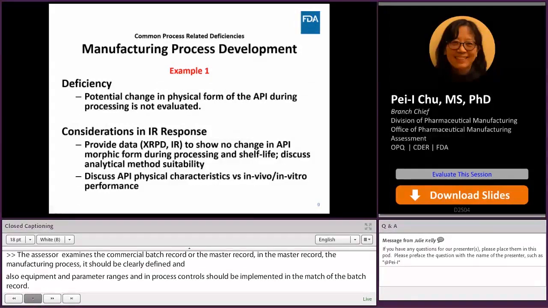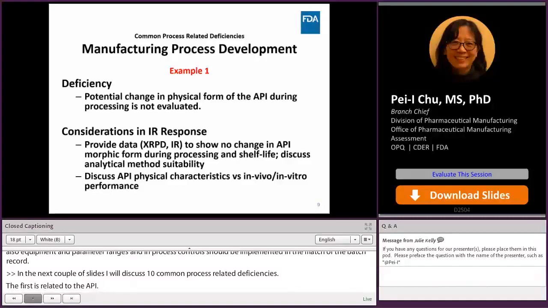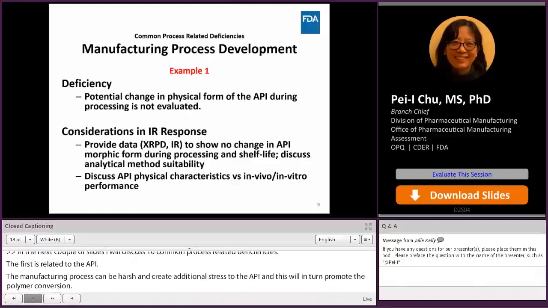In the next couple of slides, I'm going to discuss 10 common process-related deficiencies. The first one is related to the API polymorph. It is documented that the manufacturing process could be harsh and create additional stress to the API, and this will in turn promote the polymorph conversion.